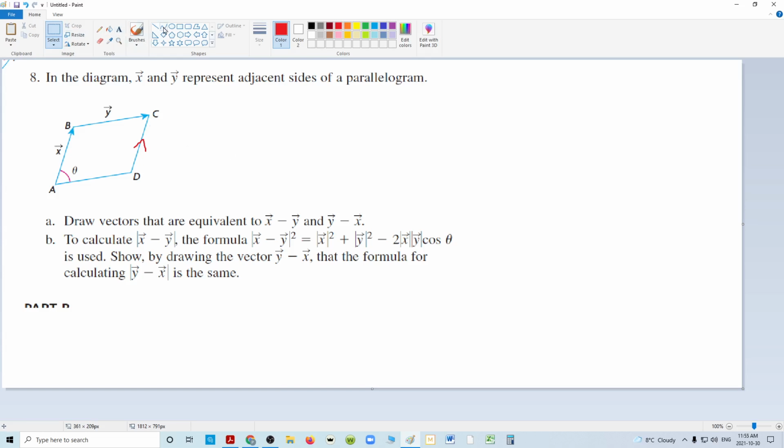Well, x minus y we determine is right here, right? So x and then minus y is this right there. You're saying show that that's the same as y minus x, rather. So y minus x is the opposite direction. Well, it is the same. BD is the exact same length we just measured.